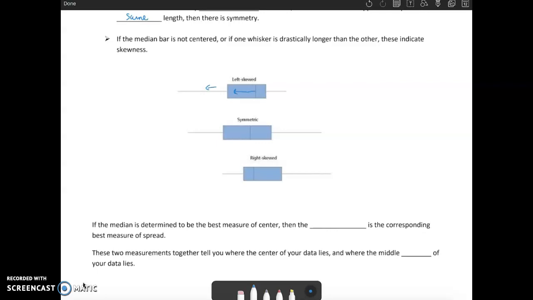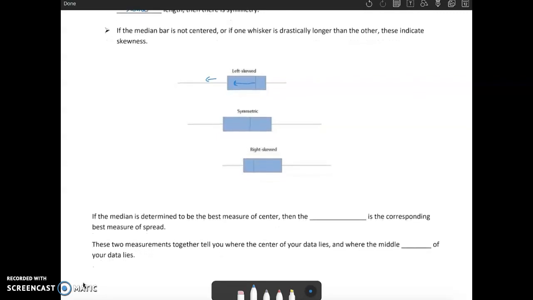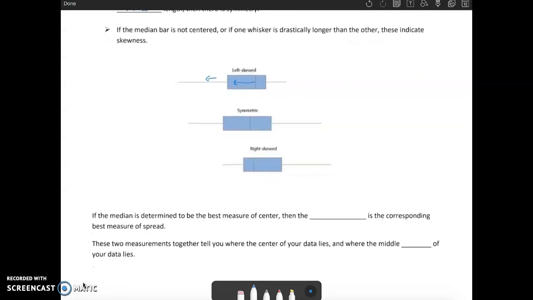I'm going to skip down to the right skew. Again, the first place you should always look is the box and that median line. So again, definitely not centered. And in this case, the right side is larger. So that is indicating right skew. And moreover, the whisker is also longer, indicating some right skew.